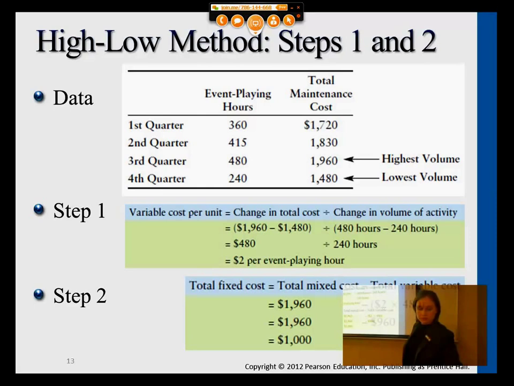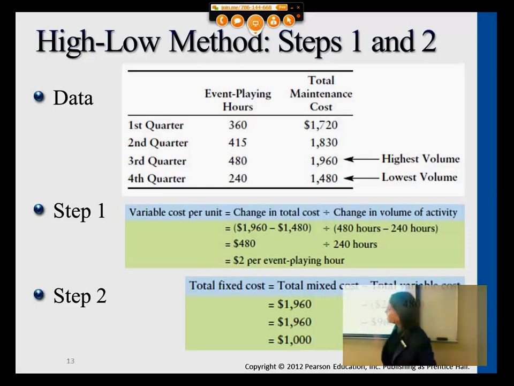Let's look at the other one. Let's do the second one. So I have 1830 as my mixed cost, right? So my mixed cost is 1830, and now my variable cost is what? I'm going to take my $2 per event plane hour and multiply it by 415, right? So I'm just going to use this row. Okay, so what do you get?